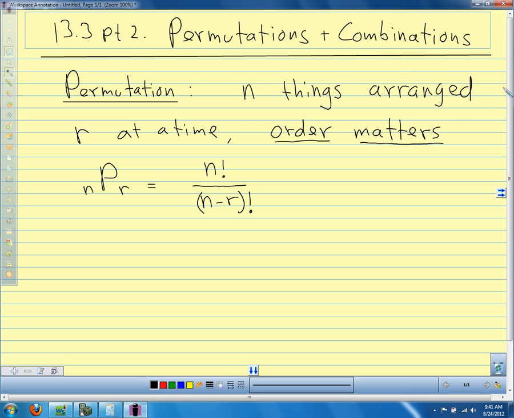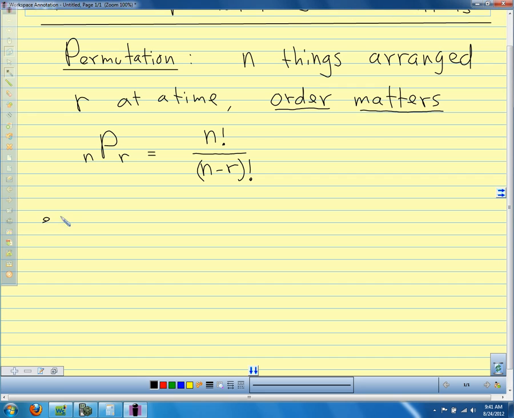So we'll do a quick example of a calculation. We want to evaluate. Some of your homework will say evaluate. Let's say 5P3. So we have a group of 5 things, and we want to arrange them 3 at a time where the order matters. So this would be 5 factorial over 5 minus 3 factorial.